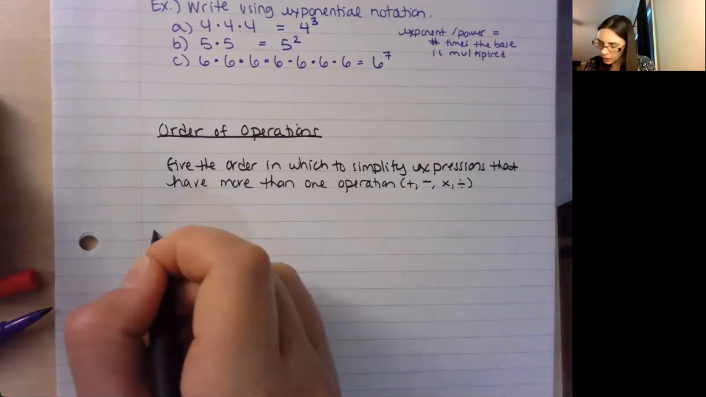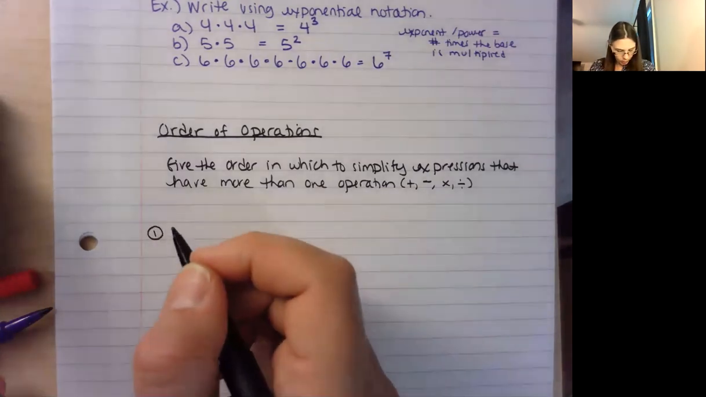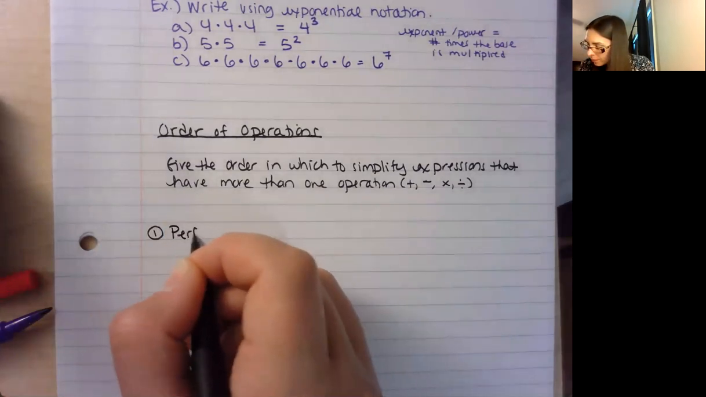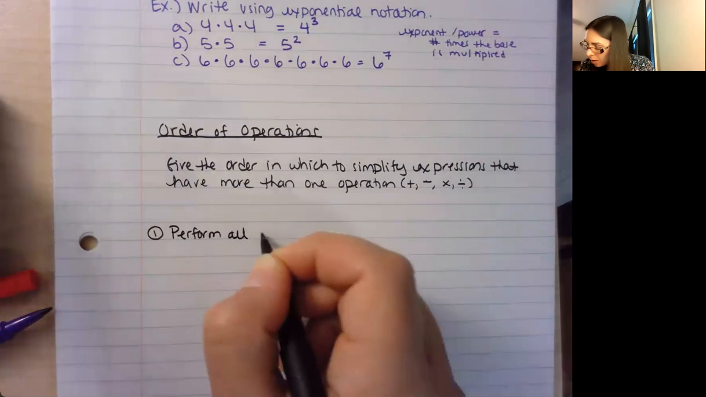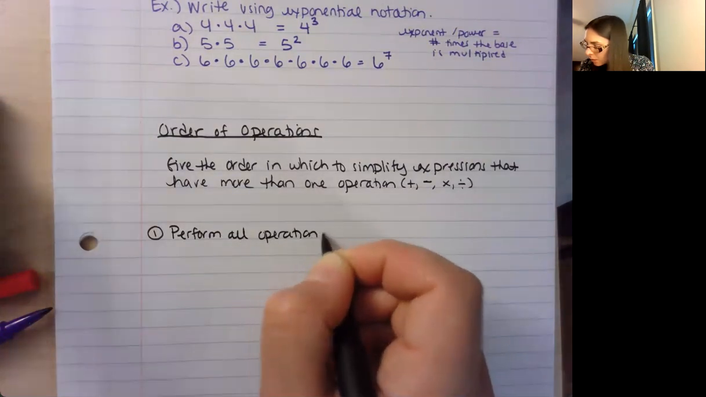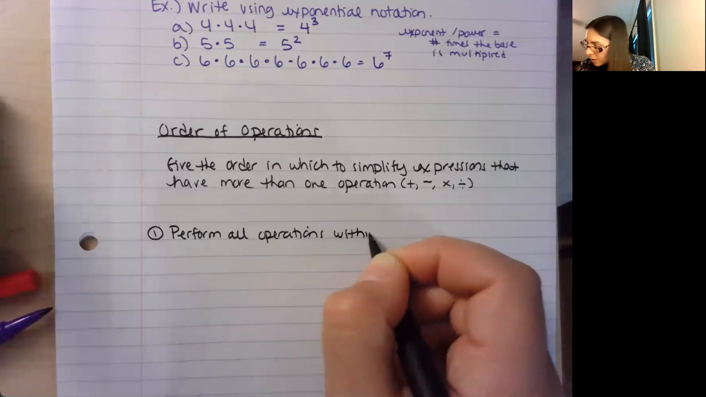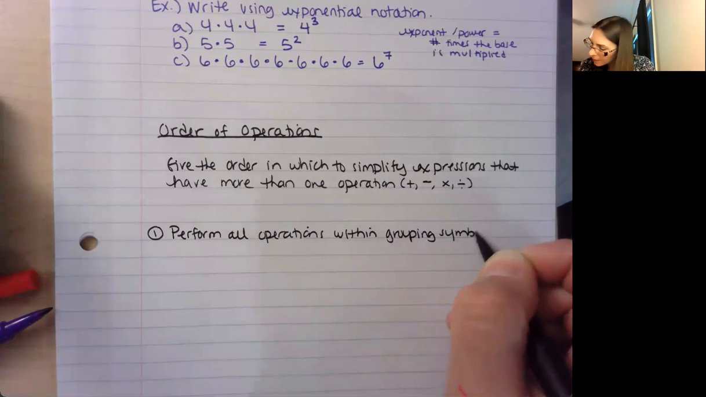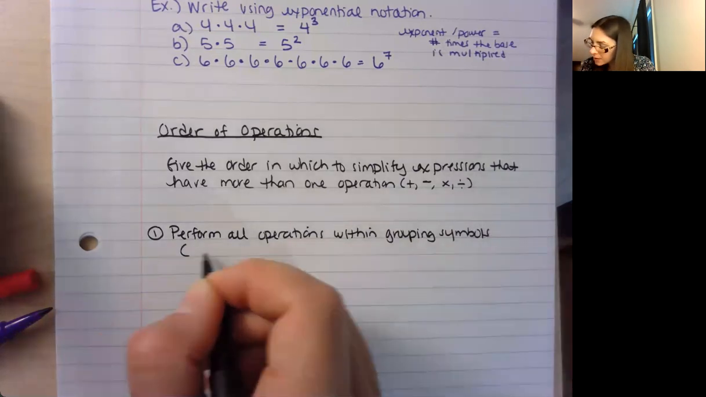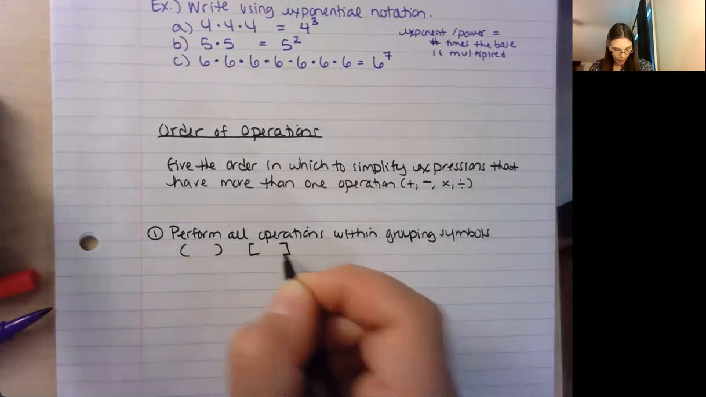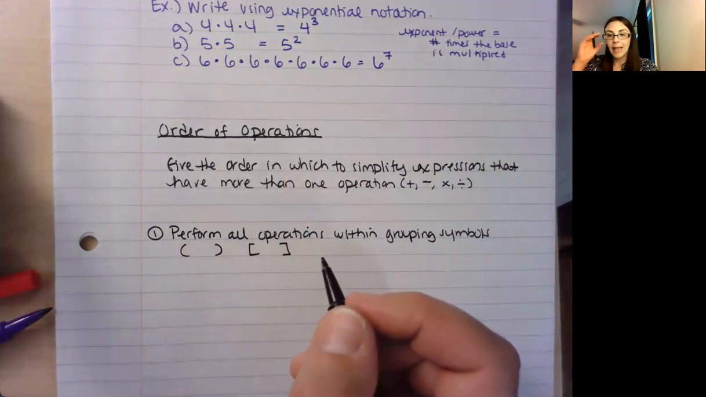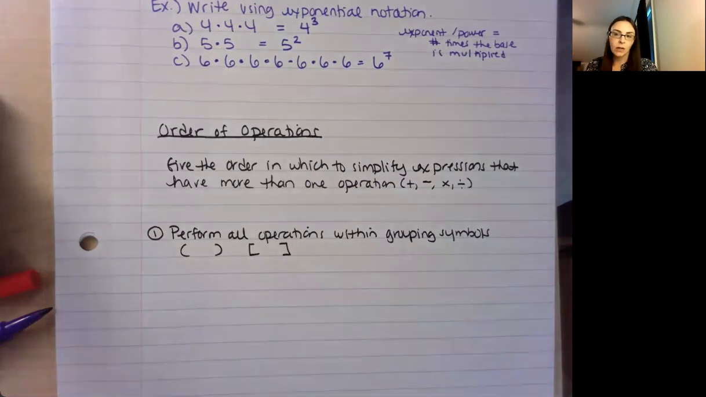And the first thing you're going to do is you always perform all operations within grouping symbols. Okay. Now your grouping symbols could be your parentheses, they could be brackets as well. We're going to see later on things like absolute values and roots or radicals, so those all are included there too.